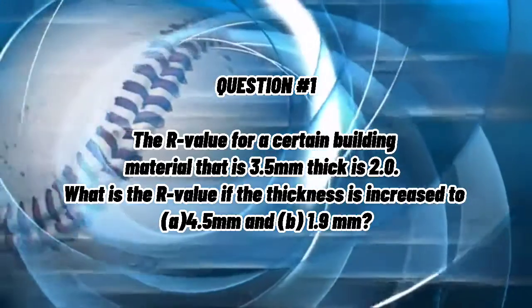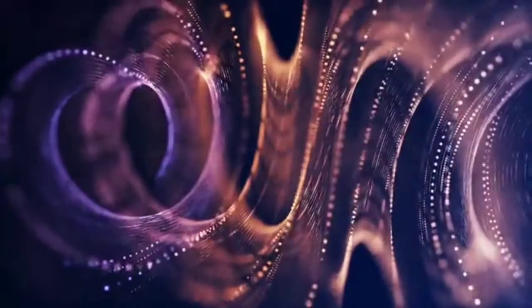Good day everyone. For today's video, we are going to do activity 2 about thermal conductivity. The first problem here is: the R value for a certain material that is 3.5 mm thick is 2.0. What is the R value if the thickness is increased to 4.5 mm and 1.9 mm? So let's find out.